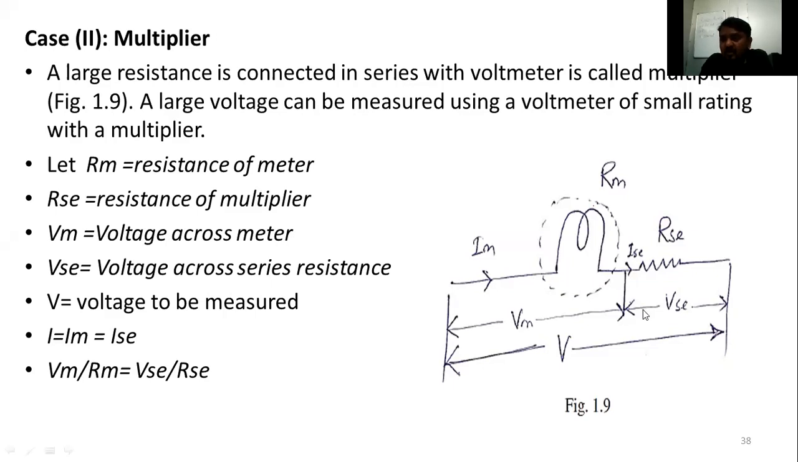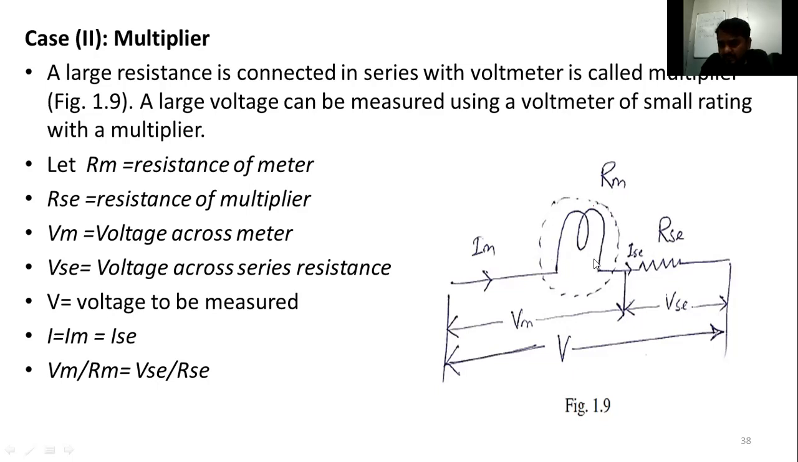A high, large value of resistance is required because the current should be the same. Whatever the meter resistance is, we have to follow the same resistance here. It means the resistance should be large. I am not saying the same resistance; it depends on the current here.